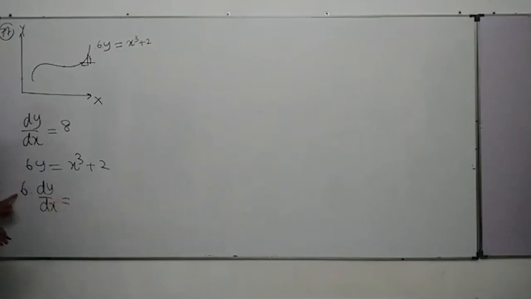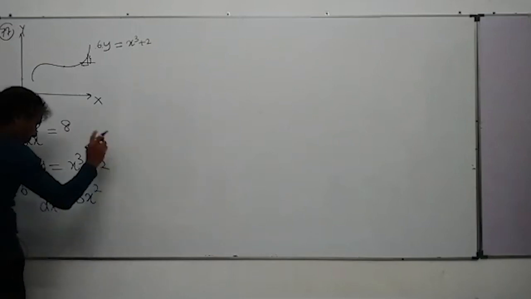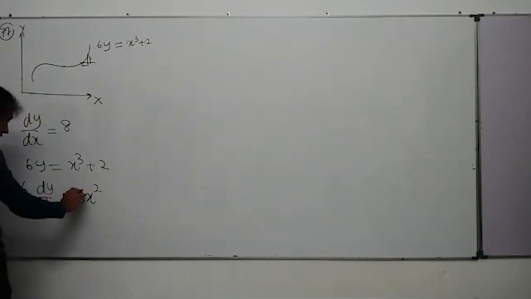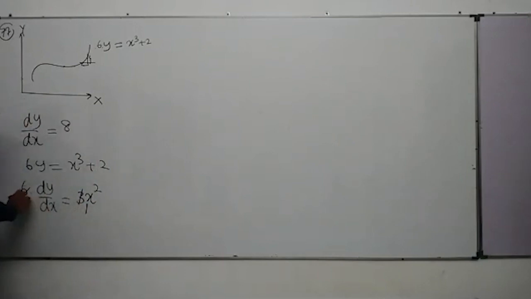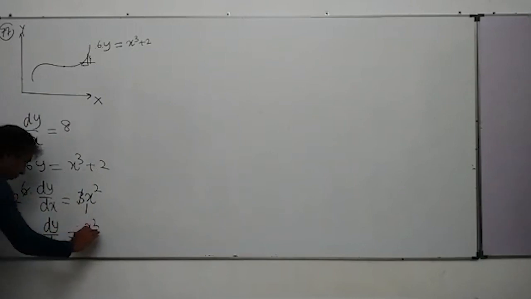Let's keep the 6 as same. dy by dx: the derivative of x cubed is 3x squared, and when you differentiate the 2, it is 0 because it is a constant alone. Then you can cancel down this one and this. Now you can write dy by dx is x squared by 2.